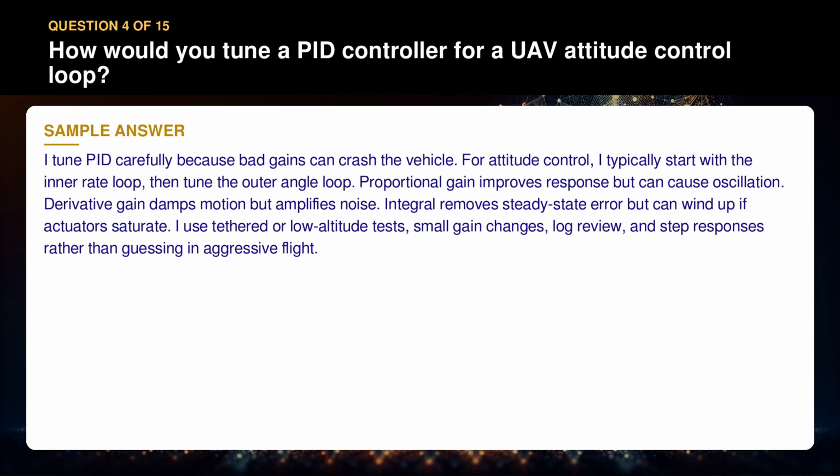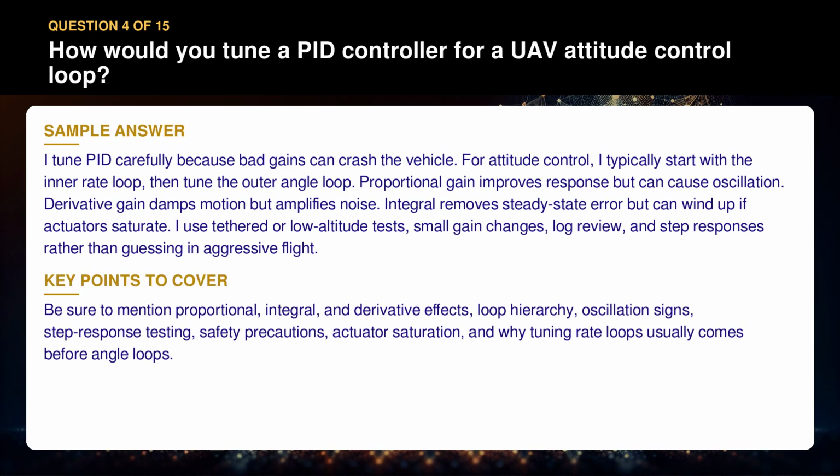I use tethered or low-altitude tests, small gain changes, log review, and step responses rather than guessing an aggressive flight. Be sure to mention proportional, integral, and derivative effects, loop hierarchy, oscillation signs, step response testing, safety precautions, actuator saturation, and why tuning rate loops usually comes before angle loops.